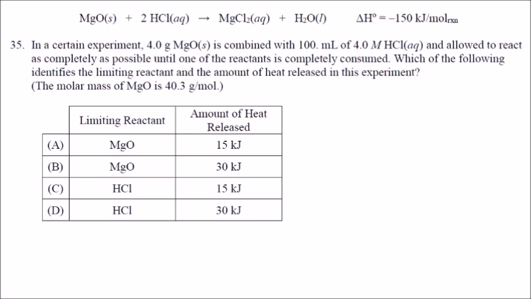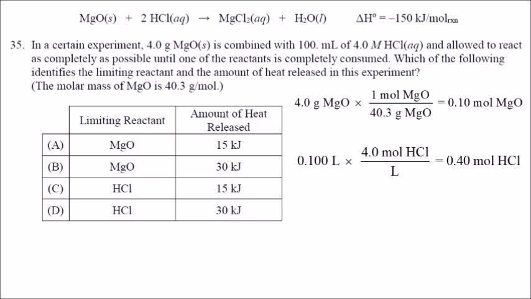Number 35 involves a reaction between magnesium oxide, MgO, and hydrochloric acid. This is a limiting reactant problem. We begin with 4 grams of MgO, which has a molar mass of approximately 40, so we have 1/10 of a mole of magnesium oxide. We have volume times molarity to get moles of HCl, so 0.1 liters times 4 moles per liter, that's 0.4 moles of HCl. The ratio between magnesium oxide and HCl should be 1 to 2 in the balanced chemical equation. But we actually have 4 times as much HCl compared to MgO. So the HCl is in excess, and the magnesium oxide is the limiting reactant.